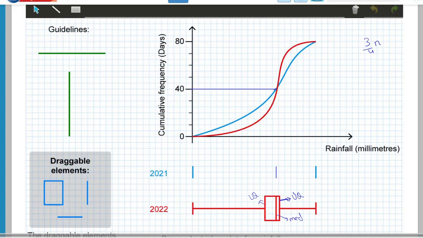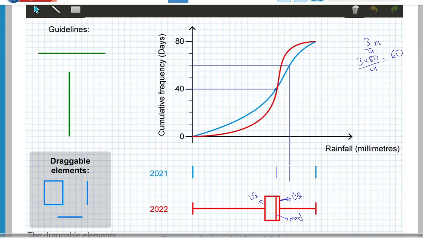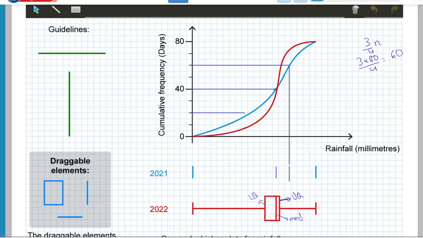So we have a total of 80 days. So 3 multiplied by 80 over 4, which becomes 60. So the 60th day, this is supposed to be the upper quartile. And the lower quartile is of course going to be the 20th day.